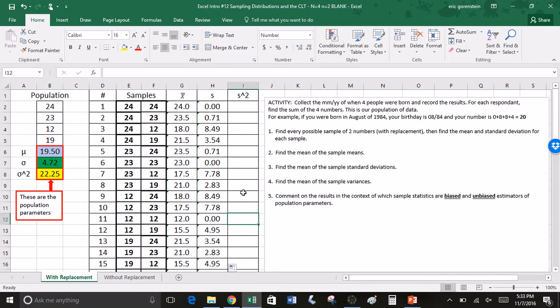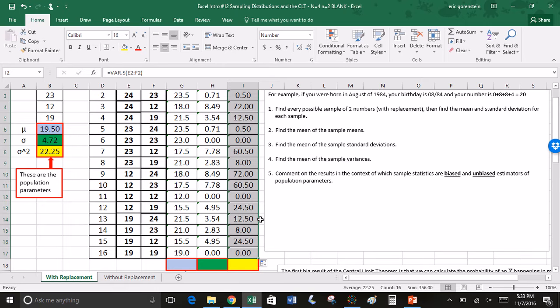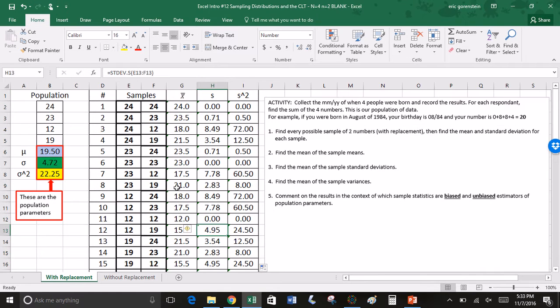And then our sample variance, so equal VAR.S for variance of the sample. And we want the variance of these two guys. Again, this should give us 0. And we can copy this down. Okay, so that's 48 individual calculations, 16 means, 16 standard deviations, 16 variances. And I did all 48 calculations in less than a minute, maybe 40 seconds. So again, when you're doing any repetition in your calculations, Excel is very, very useful.